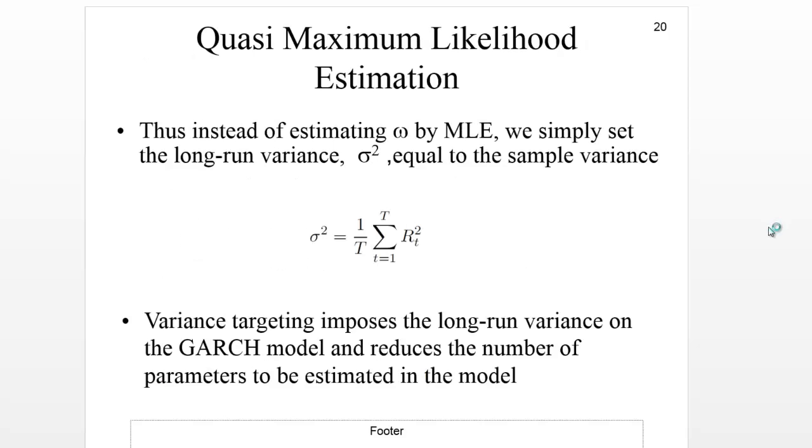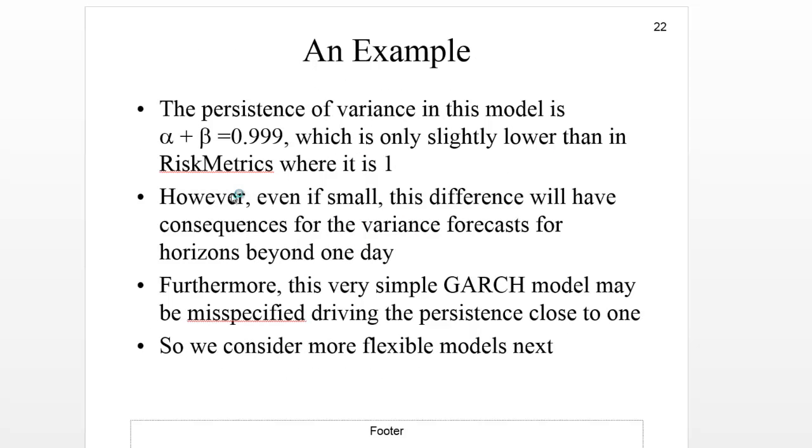One trick to decrease the number of parameters is to use variance targeting. Basically we have the long-run variance sigma squared, and what we're going to do is get it from the data, and that's the sigma that we're going to assume. If we set sigma, then omega depends on sigma, alpha, and beta. So we're not going to have to estimate omega, only alpha and beta. In the next slide we have an example where alpha plus beta is equal to 0.9999.